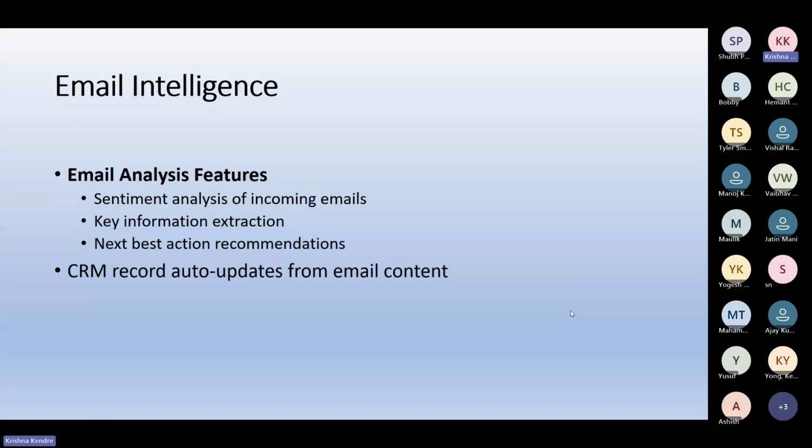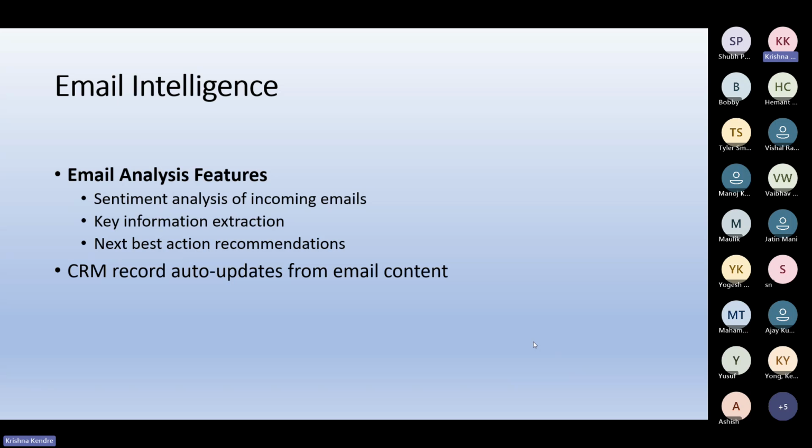Things like dates, product names, order numbers, or commitments are highlighted so users don't miss critical details in long messages. And lastly, the next best action recommendations which we get from the Copilot, based on the content and context. The system can suggest the most appropriate next steps. For instance, if a customer asks for a demo, the recommendation could be to schedule a meeting. If they request pricing, it might suggest sending a tailored quote. So this ensures responses are both fast and relevant.